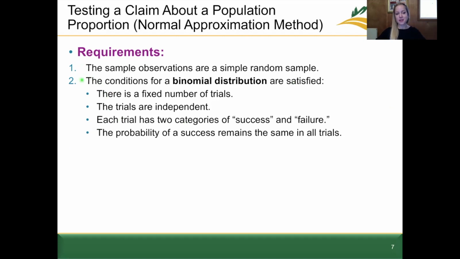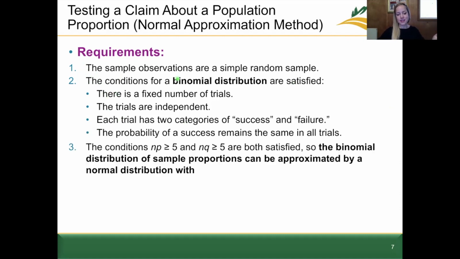Okay, so this was our first requirement. This is our second requirement. We're lumping all of these in together as the requirements of a binomial distribution. The third requirement now should look familiar. So the conditions of n times p has to be greater than or equal to 5. And also n times q has to be greater than or equal to 5.